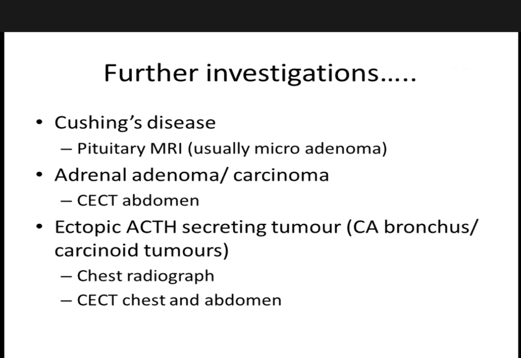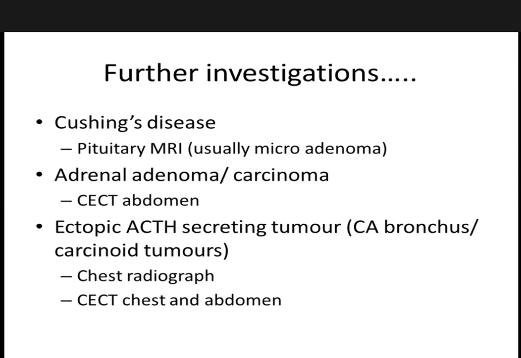Right? So now the further investigations should be arranged according to the results of the dexamethasone suppression tests. If the low dose is positive and the high dose is suppressed, then you have to think about Cushing's disease. Then you have to do a pituitary MRI scan. Usually they will have microadenomas, so CECT will not pick them up. Even the pituitary CT can miss pituitary microadenomas leading to Cushing's disease, right?